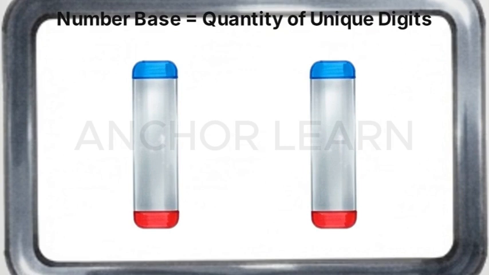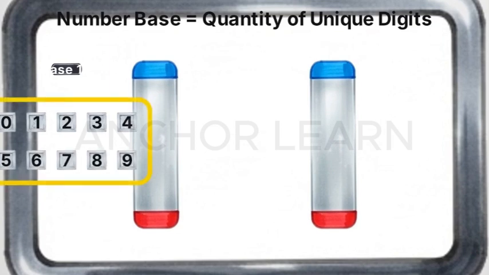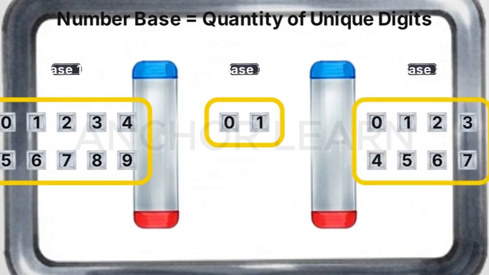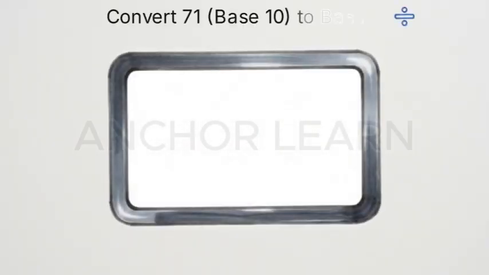A number base is simply the number of unique digits a system uses to count. Our everyday system is base 10, using the digits 0 through 9. Base 2 only uses 0 and 1, while base 8 loops from 0 to 7. On this whiteboard, we have a real past paper question. Change 71 in base 10 to base 8.